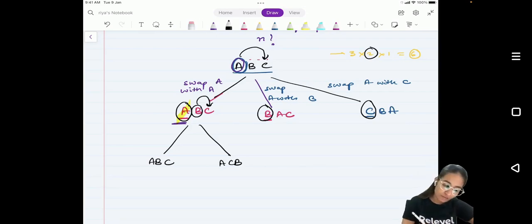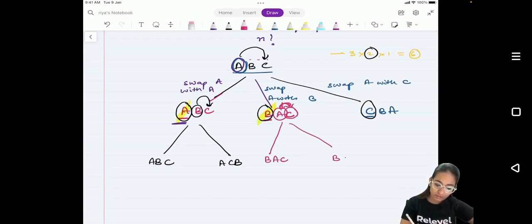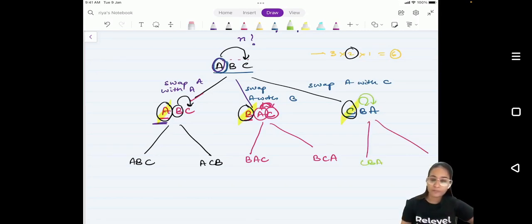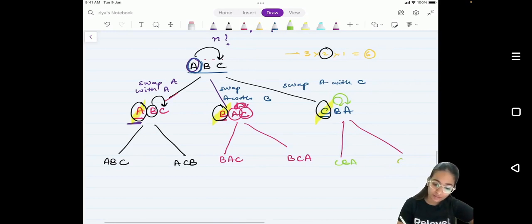Now for this position also, the B is fixed, and you have to place the next one. Again, either A stays at its position, so this will be this, or I can swap A with C, so this will give me this. Now again for this position, the C is fixed, and either I place B at its own position or I swap B with A. That will give me C, A, B.